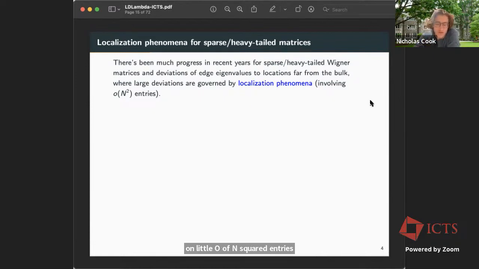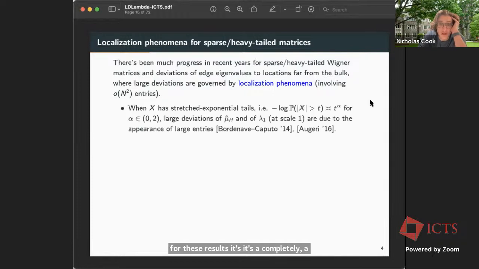For the Guionet-Husson result, the proof shows that the deviations are due to all of the entries working together, a delocalized mechanism. Whereas for these results, it's completely a localization phenomenon.